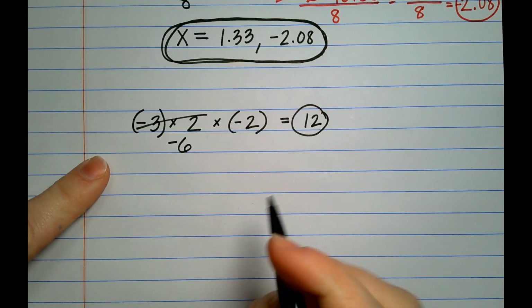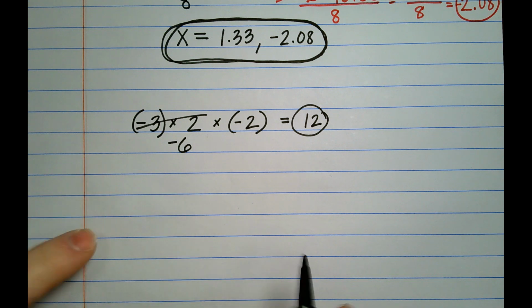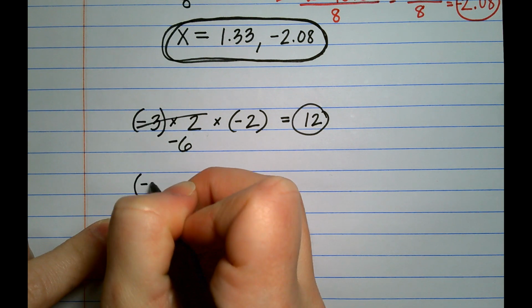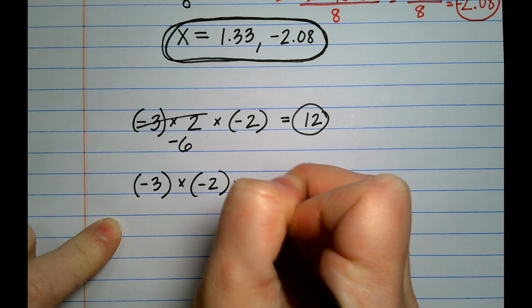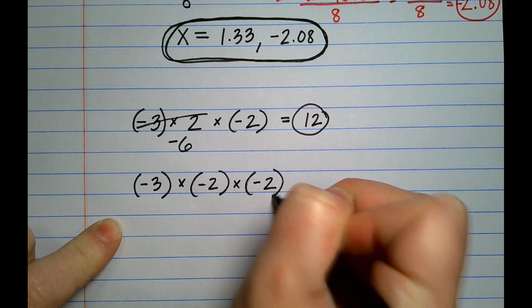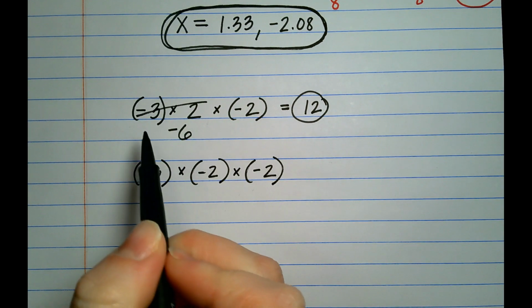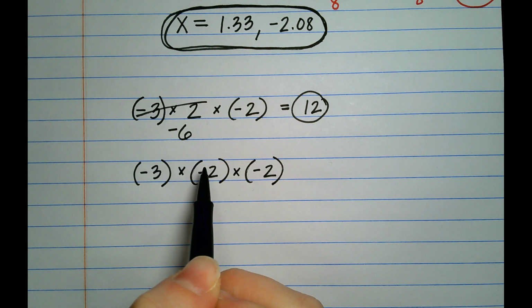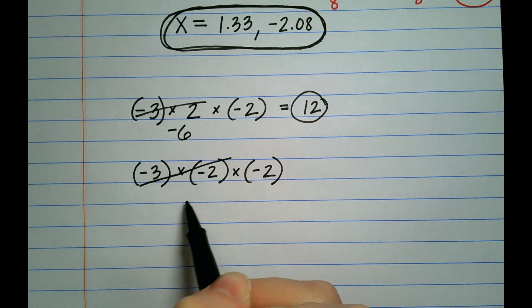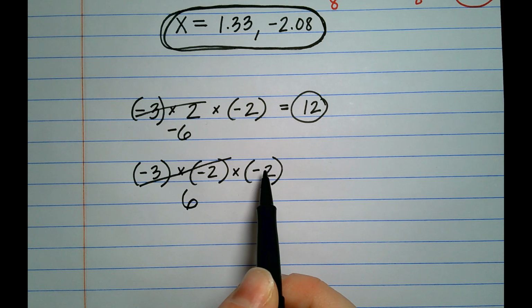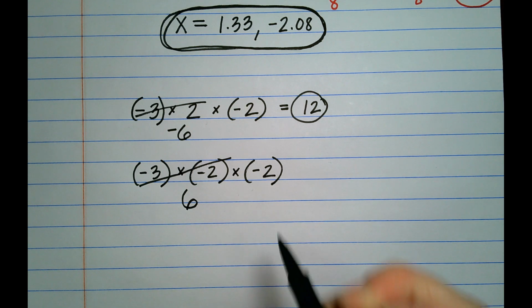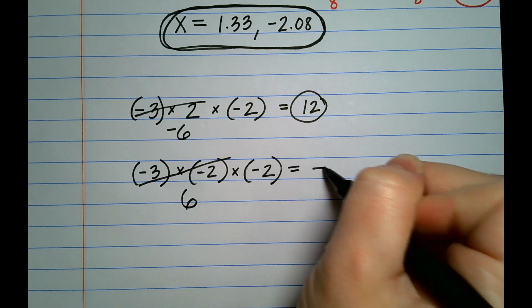But if I don't have an even number of negatives, watch what happens now. Negative 3 times negative 2 times negative 2. Negative 3 times negative 2 is positive 6. Now I have a positive times a negative. 6 times negative 2 gives us negative 12.